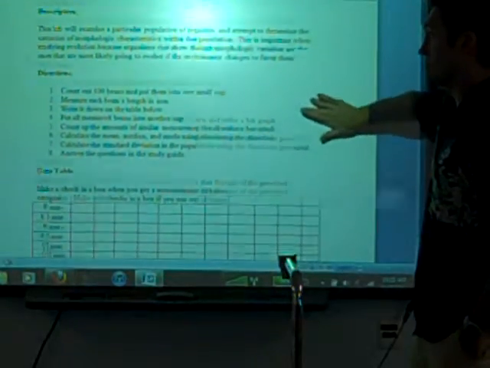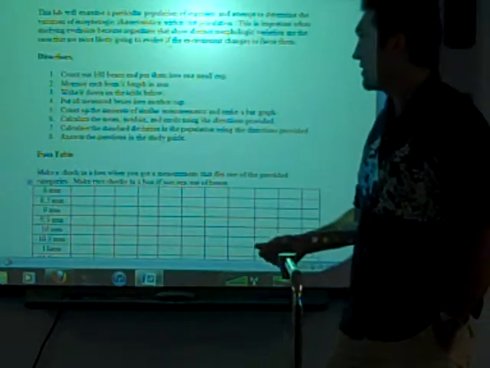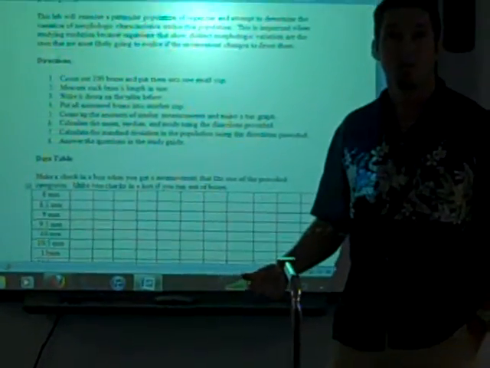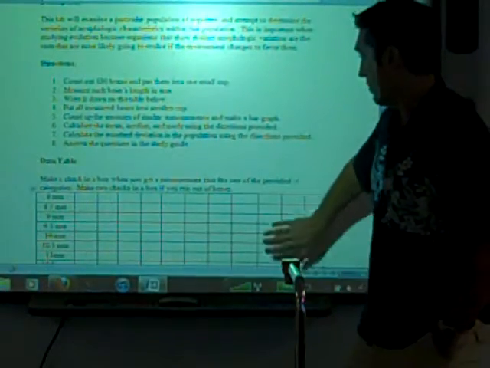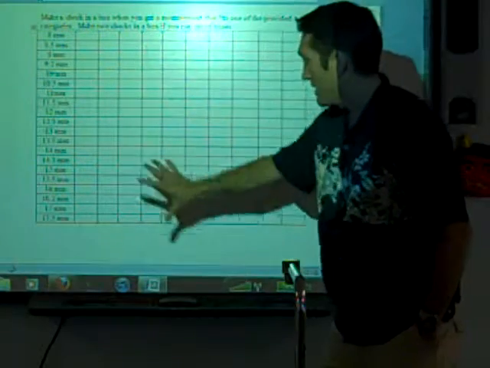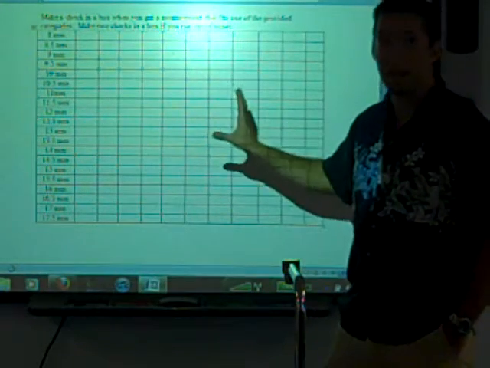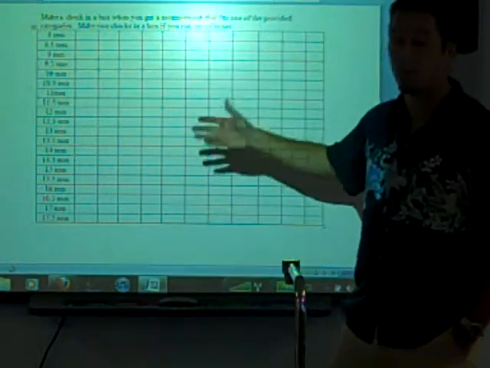Now the lab is actually simple. We're counting out 100 beans and we're measuring the length of the beans. And we're going to try and figure out some different things about the beans. So we make a data table right here. And here we can record our data. You can use this table. You can do something else with it if you want, in order to record the data.